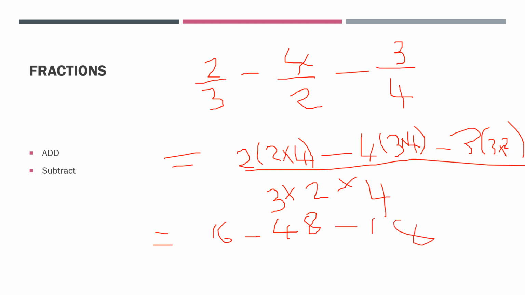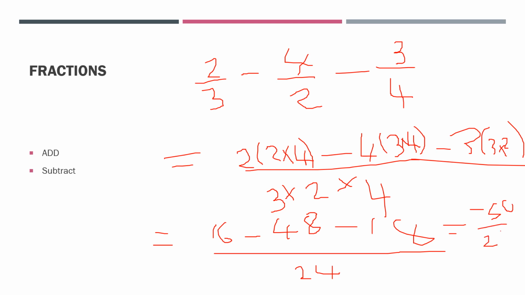Then you also multiply at the bottom. So it's going to be 3 multiplied by 2, which is going to be 6. 6 multiplied by 4, which is going to be 24. Then you just put the answer as 24. So when you add everything that is at the top there, it's going to be 16 subtract 48 subtract 18, and then our answer is going to be negative 50 at the top, and then all divided by 24.